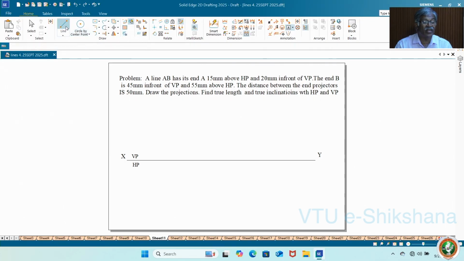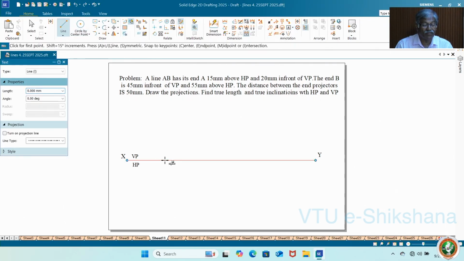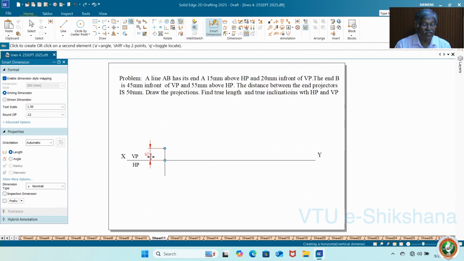Check what exactly I am doing carefully. See, 15 mm above HP. This is for end A, which I am keeping. 15, yes, and 20 mm in front of VP. Majority of the time you get this value, but whatever the given value is, you must take it properly. Don't consider this a standard for any problem. So be careful and take these dimensions. Please check whether it is correct.